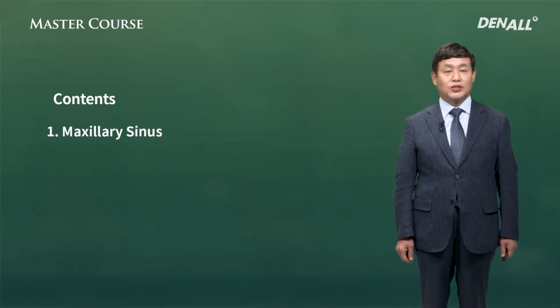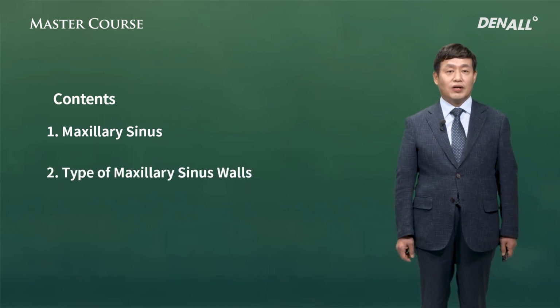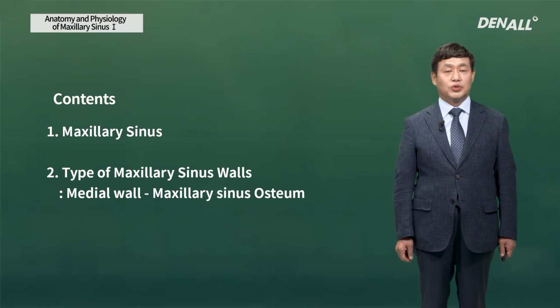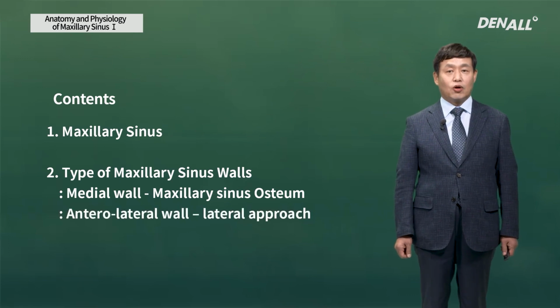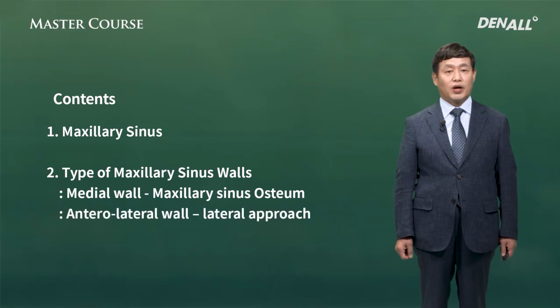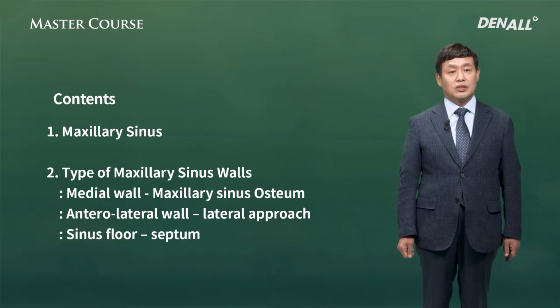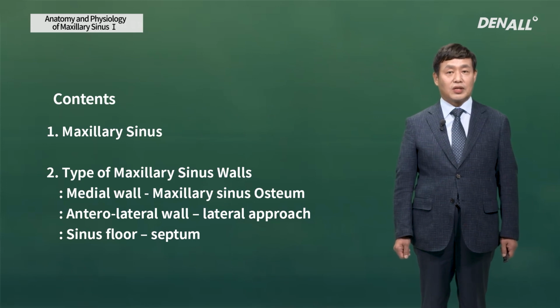So we have talked about maxillary sinus characteristics and the types of maxillary sinus walls, 5 of them. For the medial wall, the most important structure is the maxillary sinus ostium. It connects the maxillary sinus and nasal cavity. For the lateral and anterolateral wall, you need to check CT images in terms of the thickness of the lateral wall for ease of surgery. For the inferior wall, if you have a septum in the sinus floor, you need to identify the location and the shape of the septum. That will help the surgery.